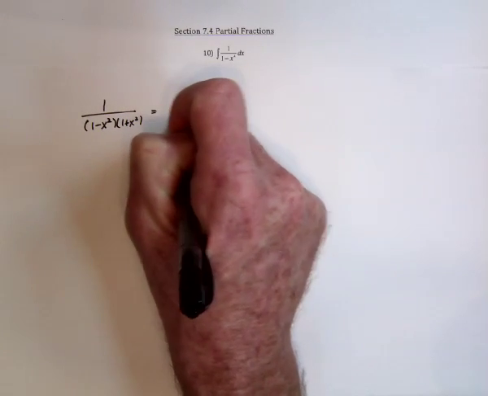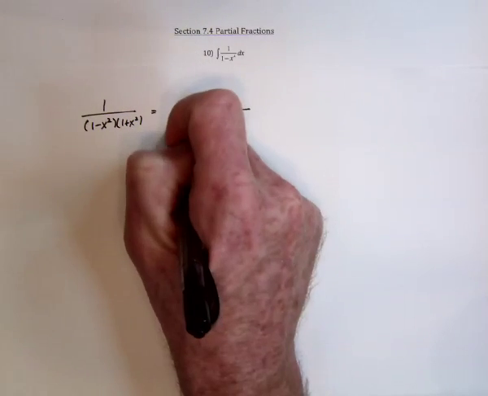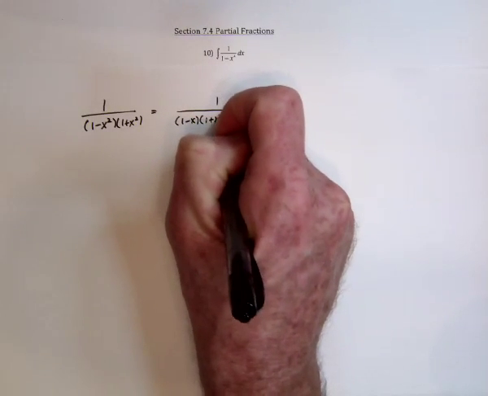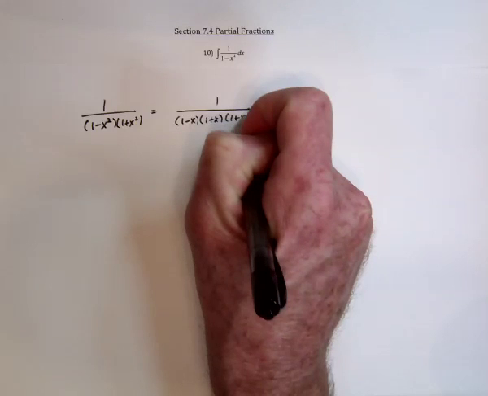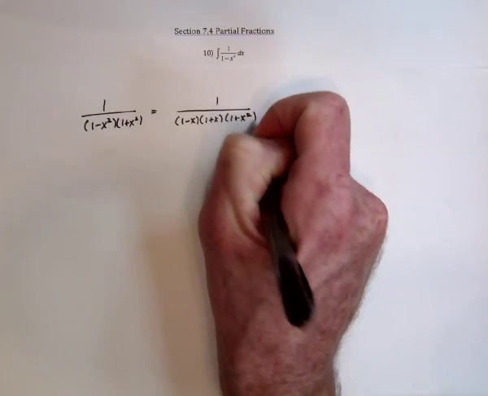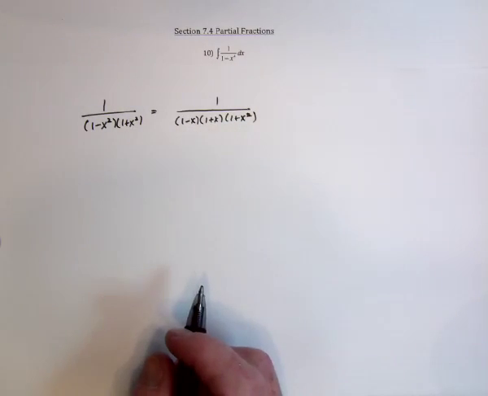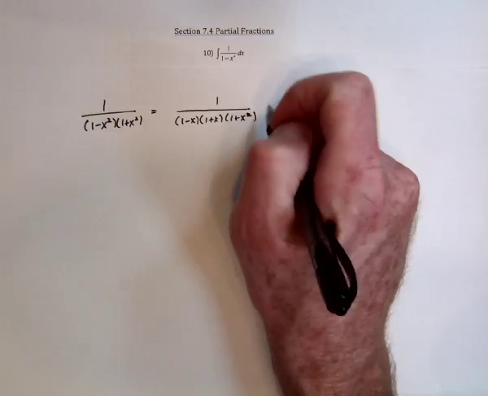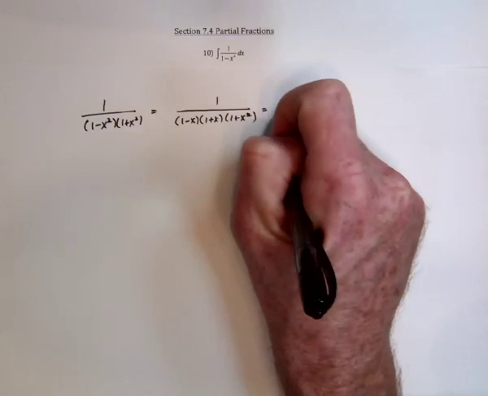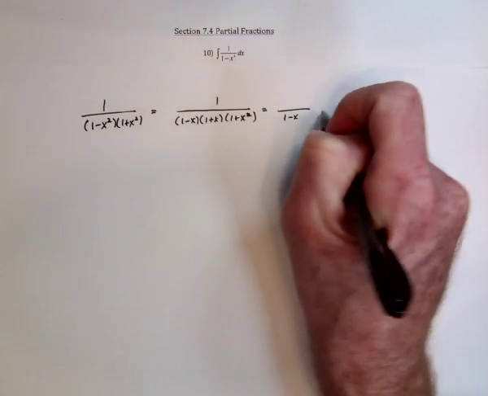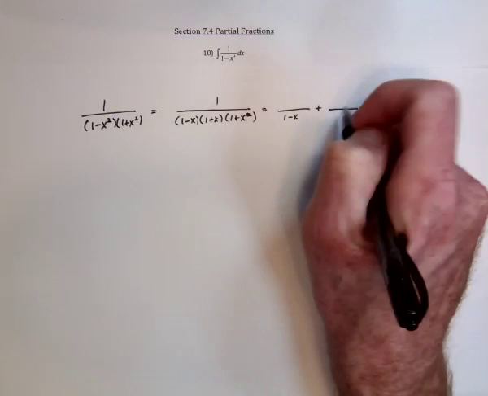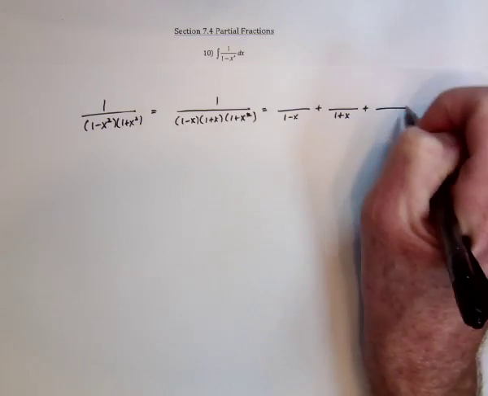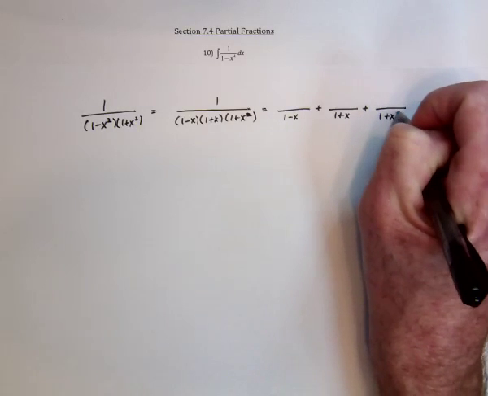And that can be factored even more. It would be 1 minus x times 1 plus x times 1 plus x squared. Then that means that this can be broken up into 3 fractions. So it would have 1 with the denominator 1 minus x, 1 with the denominator 1 plus x, and then 1 with the denominator 1 plus x squared.